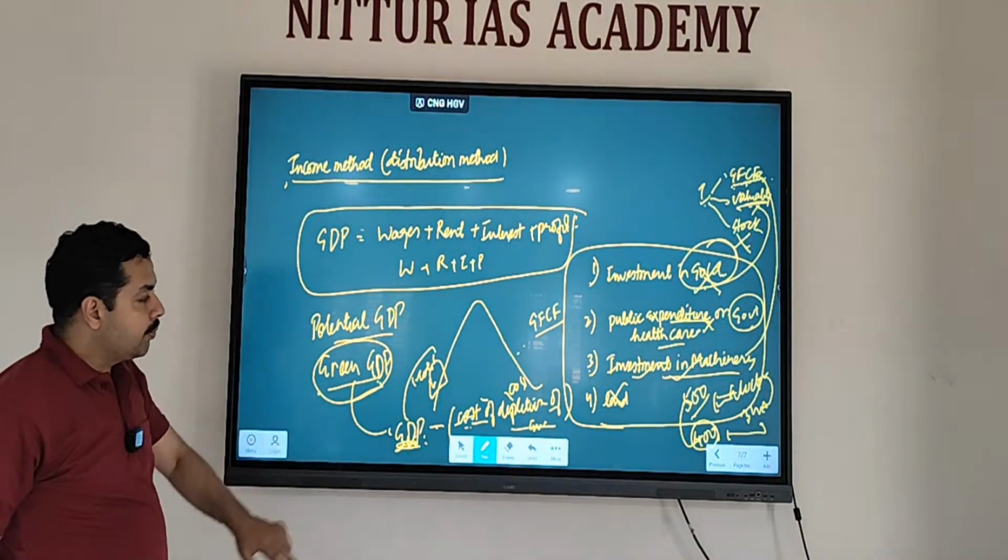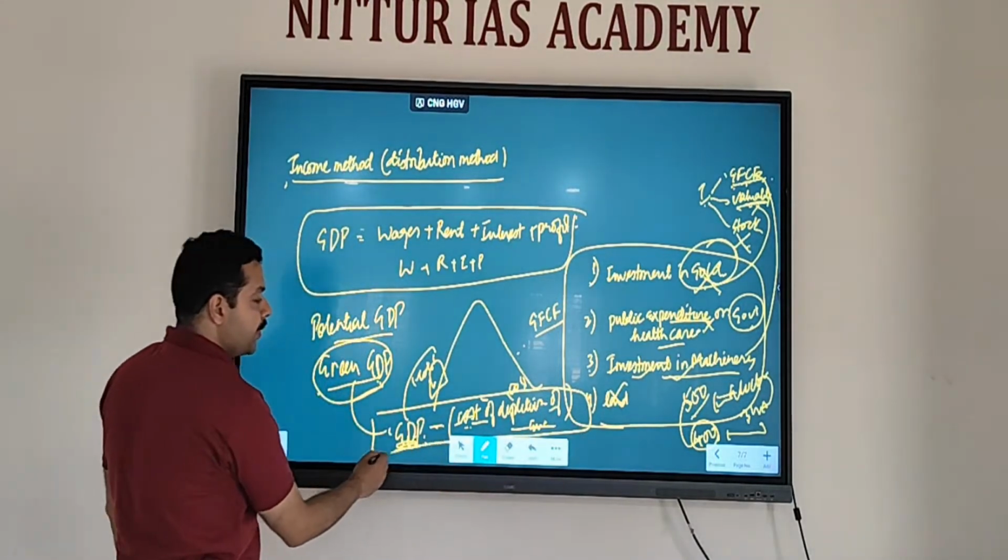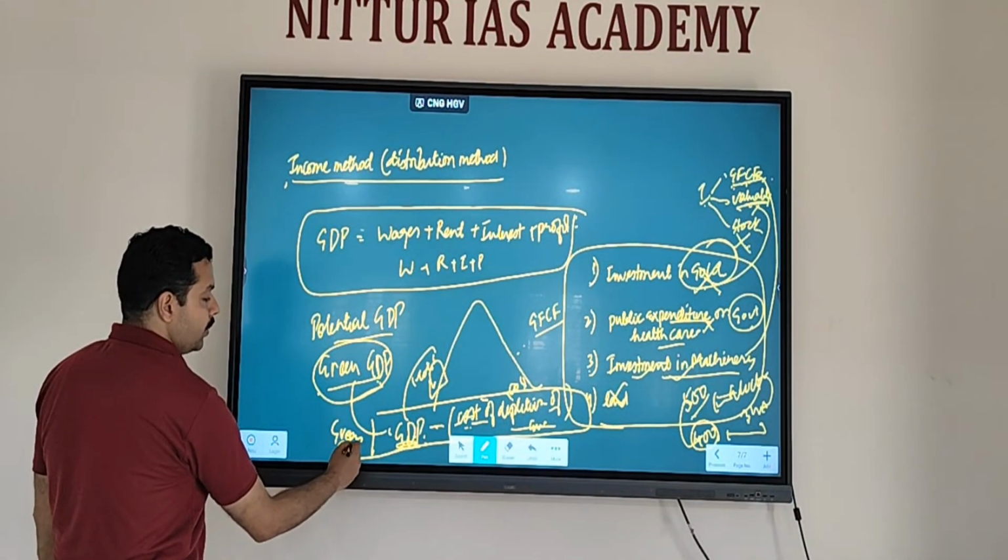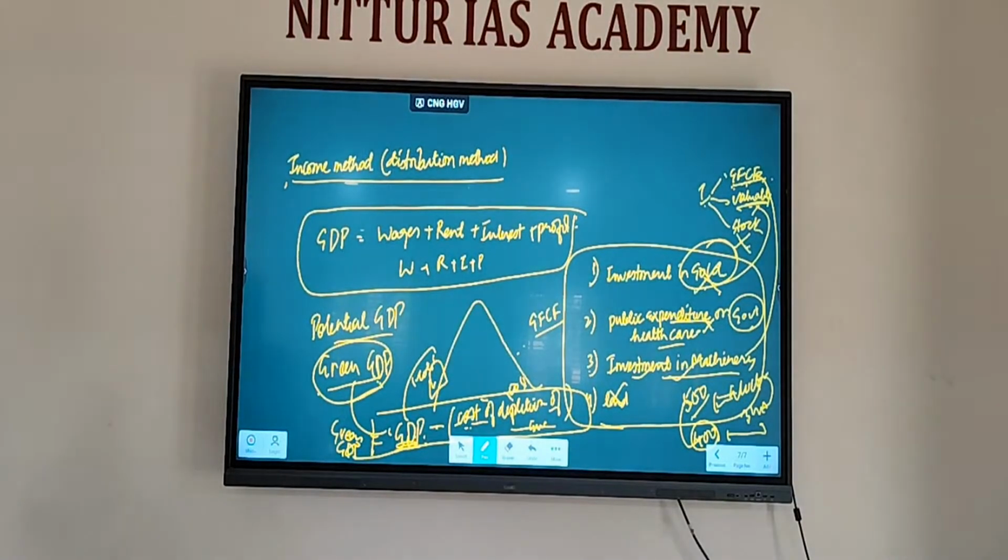Write down this formula: green GDP is equal to GDP minus cost of depletion of environment. Fine. So this is all about the term GDP. This you have to keep in mind with regard to the term GDP as we discussed.